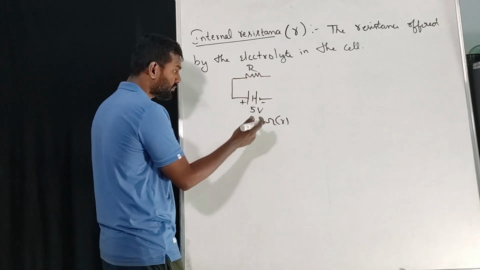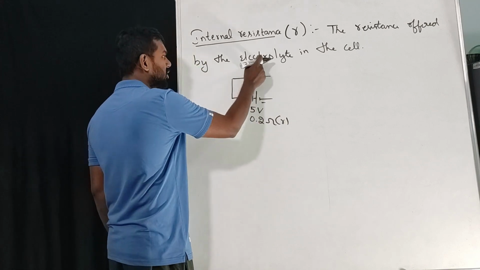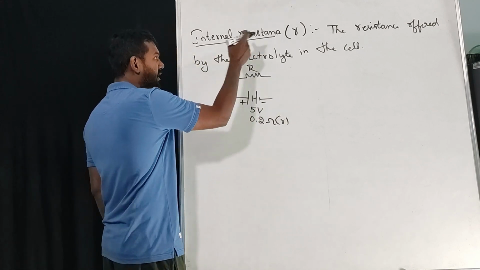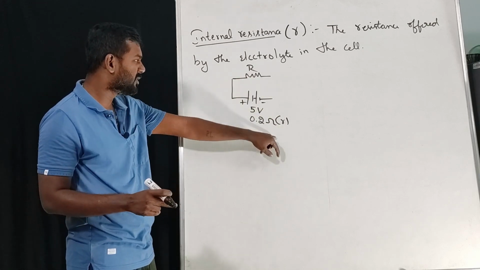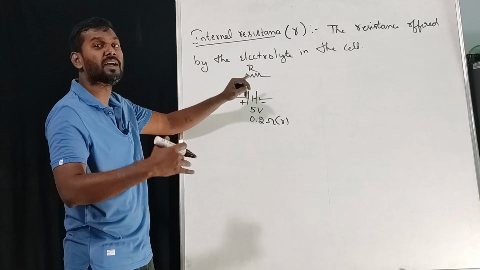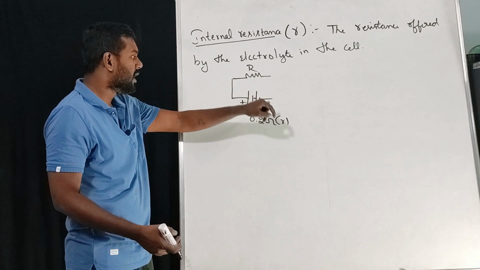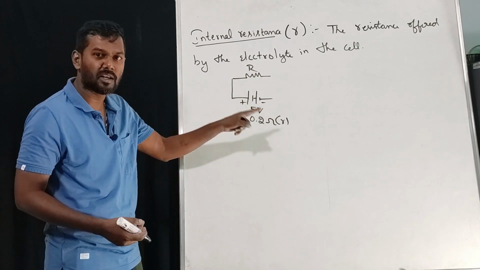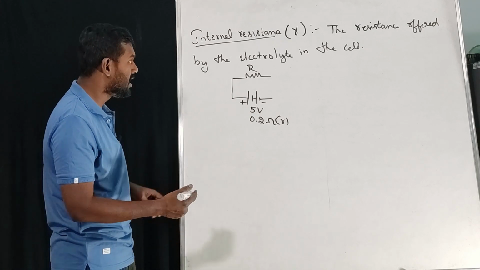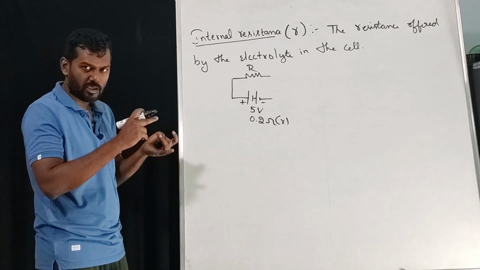Now the resistance offered by the electrolyte in the cell is called the internal resistance, that will be represented as small r. What is the difference between these two? This is an external resistance, we connect it in the circuit. This will be from the cell. So that is the difference between internal resistance and external resistance. So now we have learned EMF, correct?